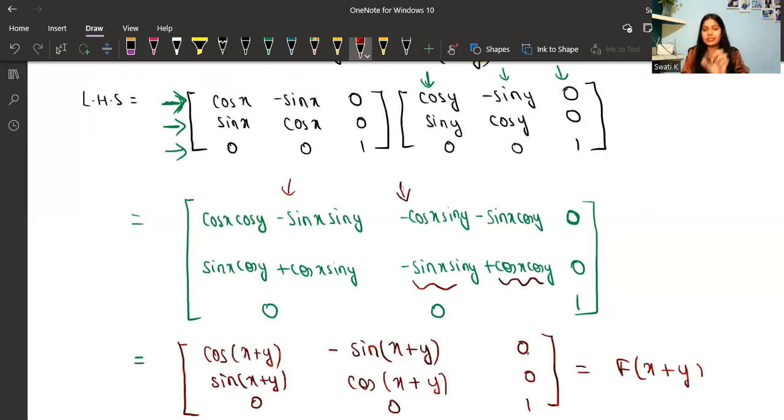So if you notice, this is nothing but our question, the LHS. It's just x got replaced with x plus y, and that is nothing but f of x plus y. And this is what we wanted to prove, hence proved.